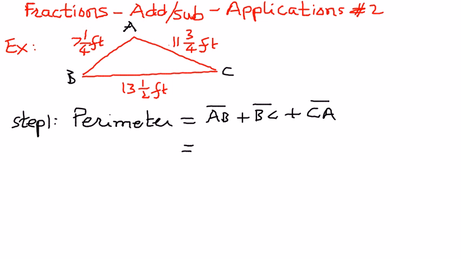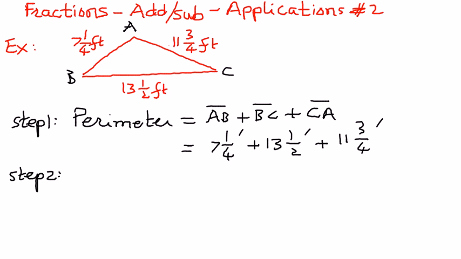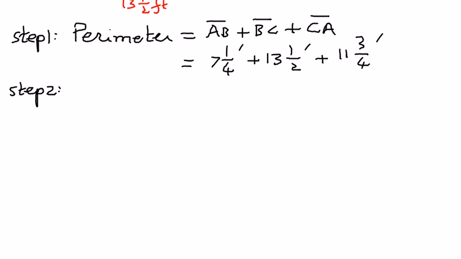So line segment AB is 7 and 1/4 feet plus the line segment BC is 13 and a half feet, and then the line segment CA is 11 and 3/4 feet. So therefore these are all mixed numbers. Once we add up all these numbers, we are going to get a value, and that is the amount of fencing we would require for this triangular piece of land. So in step number 2, let us convert these mixed numbers into improper fractions and then find a common denominator and then simplify it.